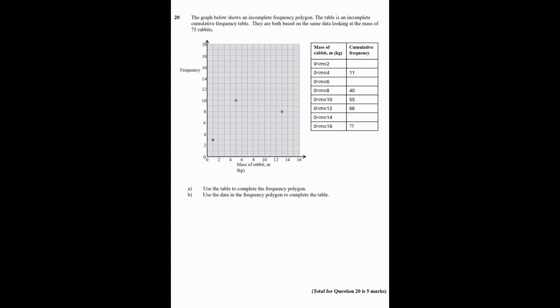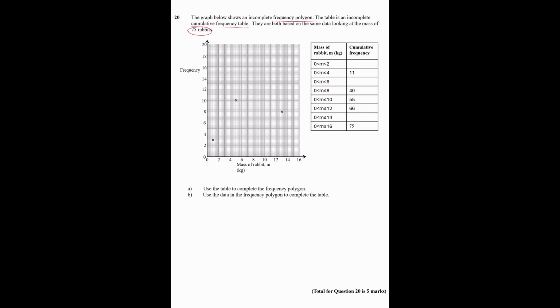Right, so the graph below shows an incomplete frequency polygon. The table is an incomplete cumulative frequency table. So they are both based on the same data, looking at the mass of 75 rabbits. So we have a frequency polygon and a cumulative frequency table. So these do not go together. So I need to have another table, which is the frequency table, that I'm going to use to flip between them.